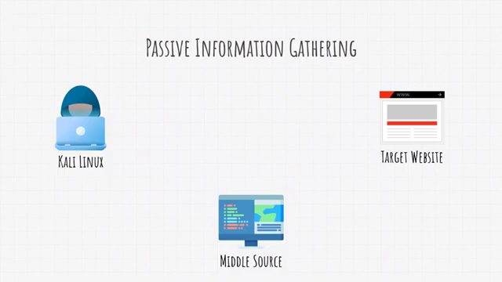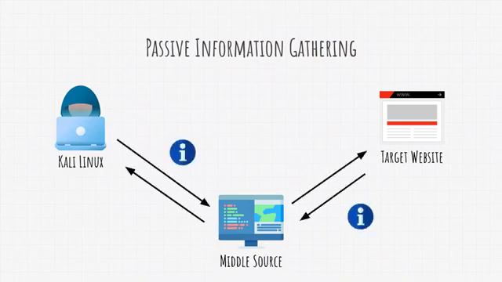And what this middle source is, well, basically it could be anything, from a search engine to a website. It could also be a person, but what matters is that the information we get is going through that middle source. For example, if we want to find out something about a certain target and we Google that target to find some pages that contain information about it, this is considered passive information gathering.